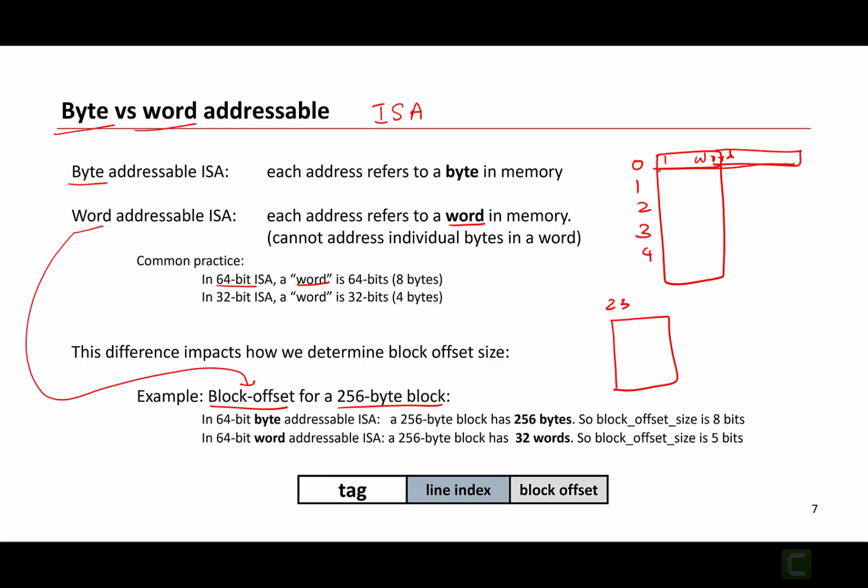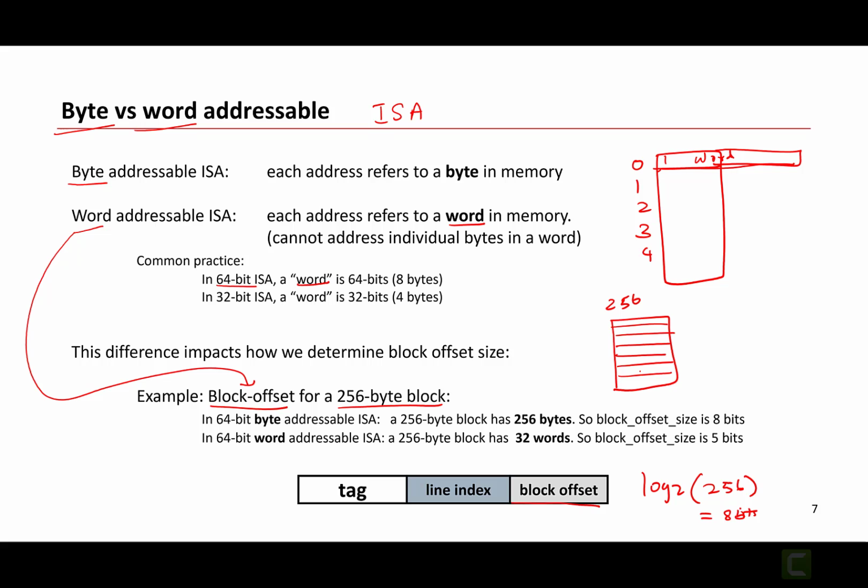Fine. Now to figure out what should be your block offset size, so far what we've been saying is just do a log to the base 2 of the block size that is given to you. So if it is a 256 byte block, you will figure out that it's 8 bits. Now that's a reasonable assumption to make, provided that each individual byte within your block is addressable. Meaning, if it is a byte addressable ISA, that assumption is a valid assumption.